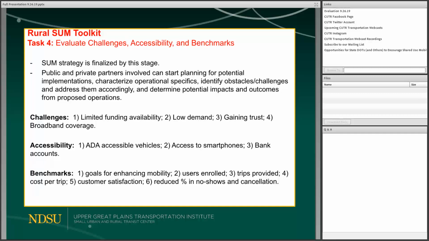During the planning process, benchmarks could be developed by public and private partners to see how the system performs, such as how many users they plan to enroll, trips provided, cost per trip, customer satisfaction, metrics like that.